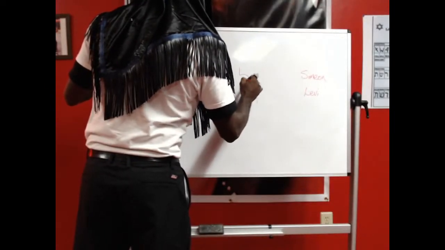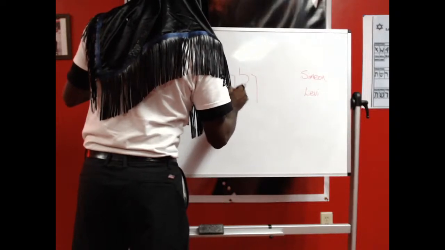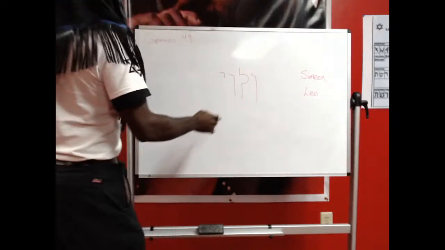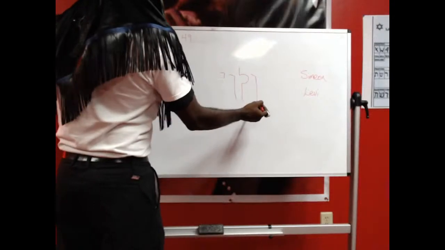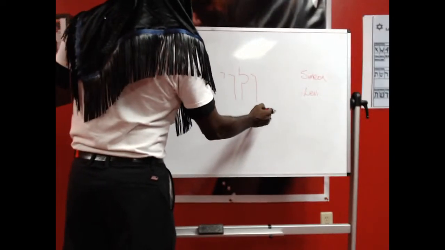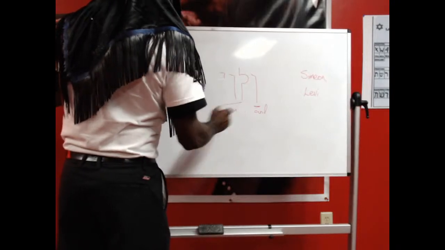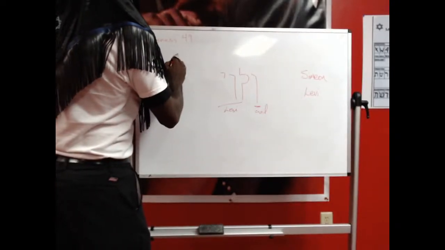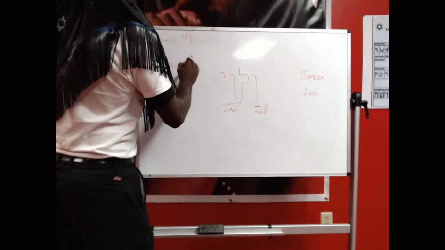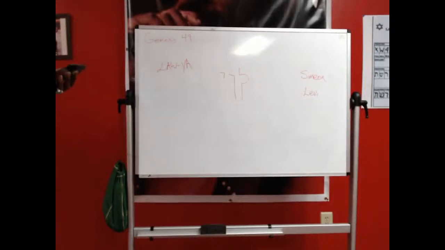Wa makes it and, and lawyer is Levi. Alright? Lawyer. Give you a moment to write that down. I'm going to take the wa off of it so you can have just the word lawyer. Alright? And then, once you get that down, we're going to do Simeon.